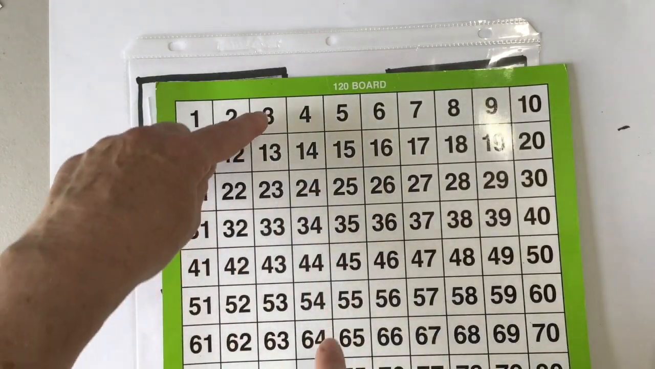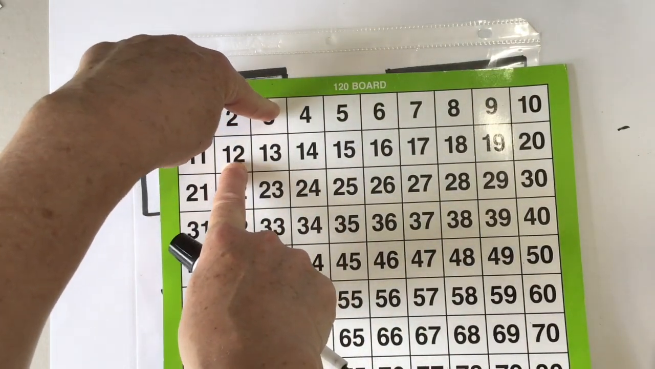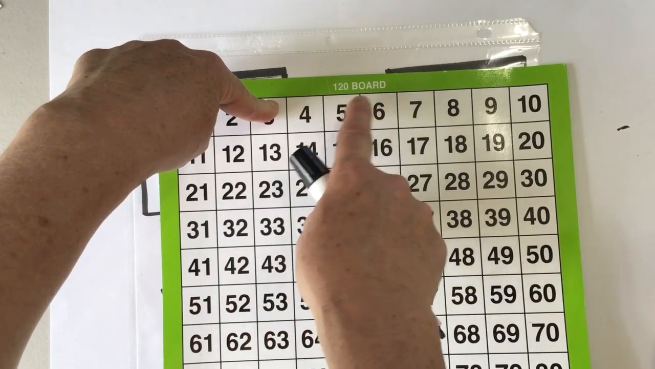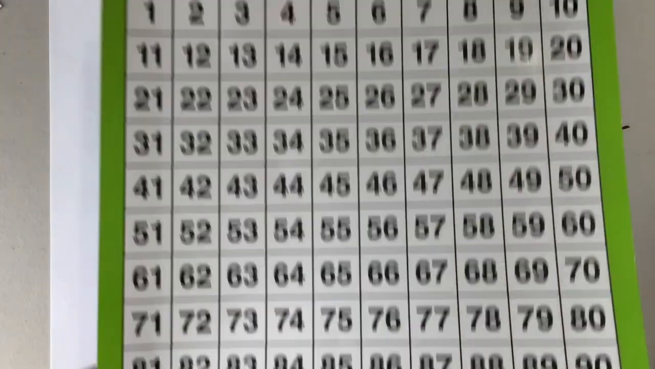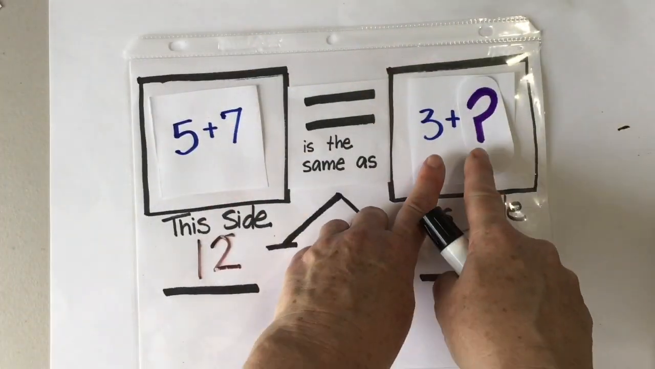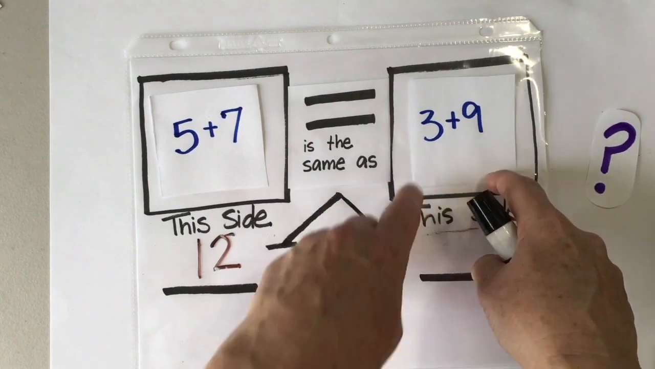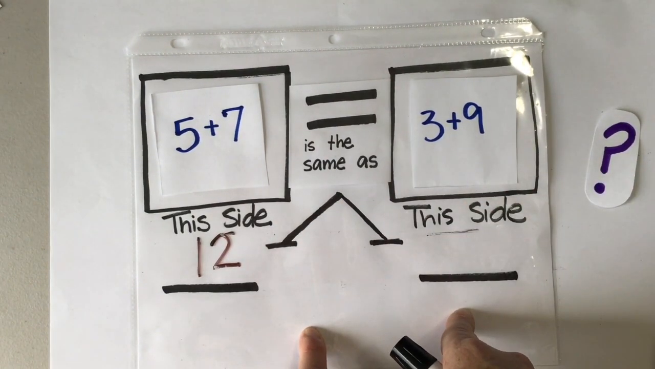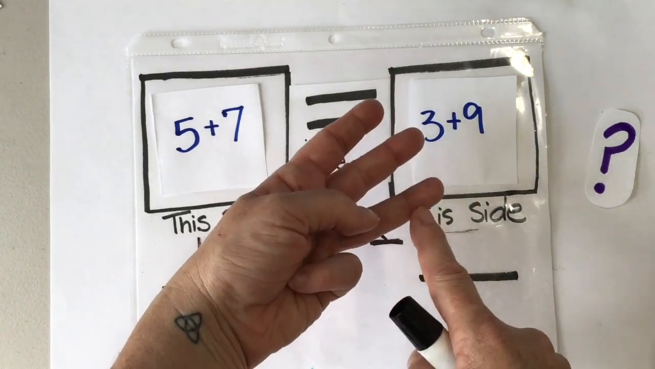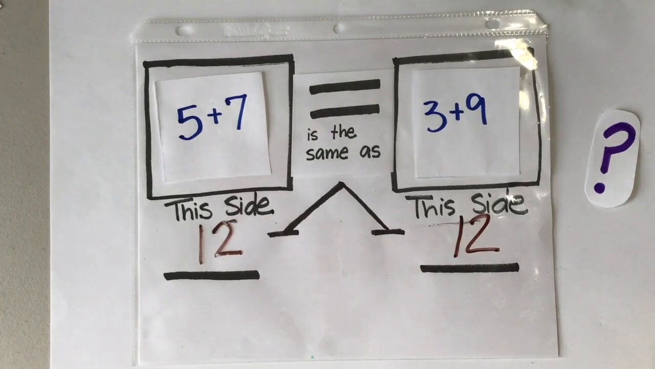I already have 3, but I need to get to 12. So I'm gonna just count how many spaces are in between. 1, 2, 3, 4, 5, 6, 7, 8, 9 spaces. So I bet that's a 9. 3 plus 9 equals 12. Let's double check it. Put 9 in your brain, count up 3: 9, 10, 11, 12. We did it. We balanced the equation.